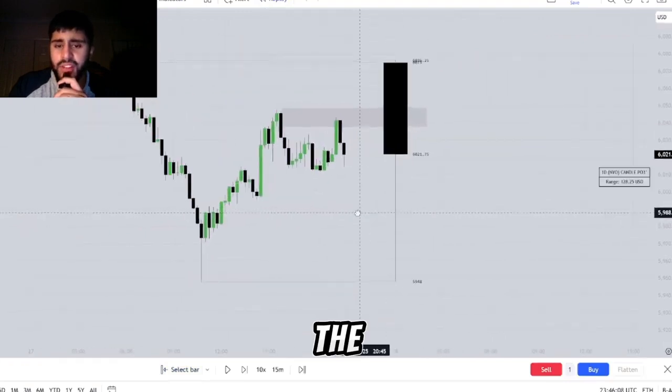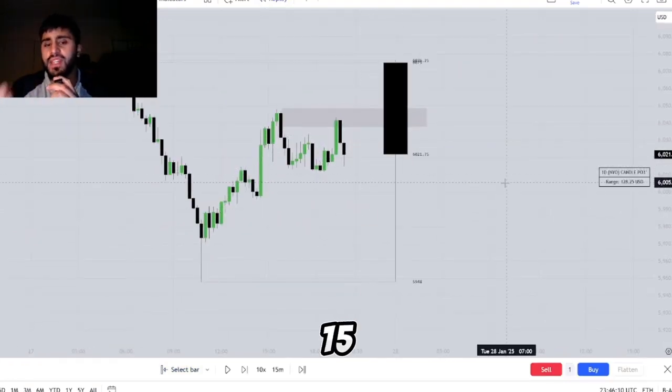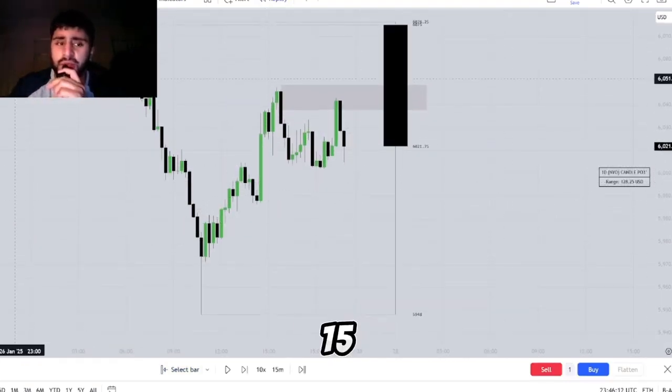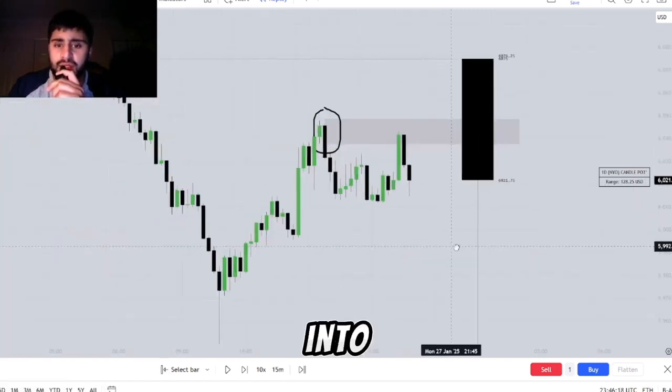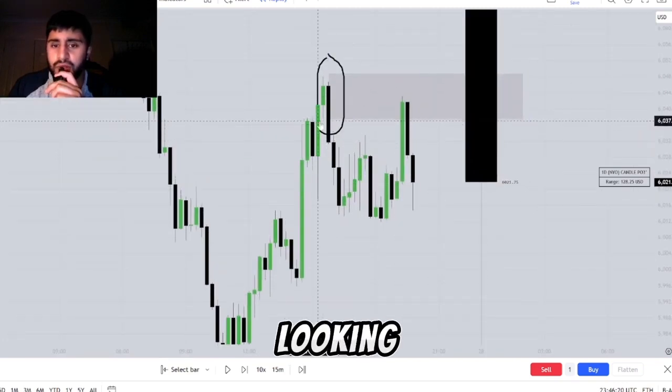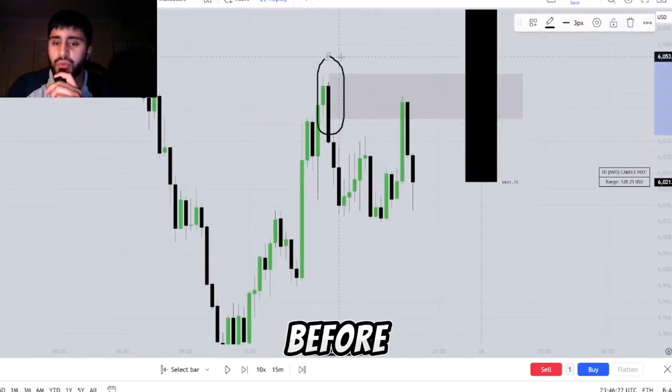So the first step I look for is, of course, a 15-minute fair value gap, right? So a 15-minute fair value gap is something we see over here. Price has left a 15-minute fair value gap. When we zoom into this, what we're really looking for is the last candle before the imbalance.